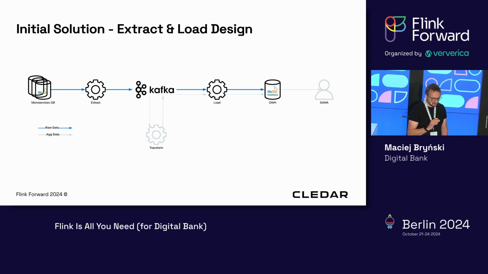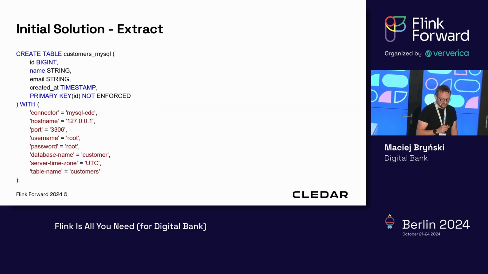So how does this look deeper? Let's start with data replication. We have two Flink jobs here. One is data extraction from the microservices DB to Kafka, and the second one loads from Kafka to the data warehouse. And to do that in Flink SQL, we need to define a bunch of tables. But let's start with a super simple model that will explain how things are working.